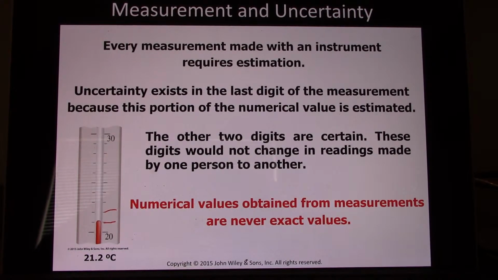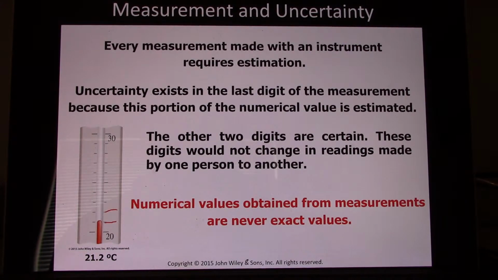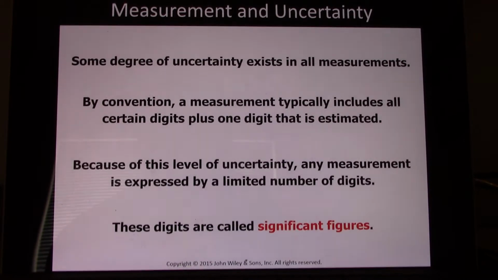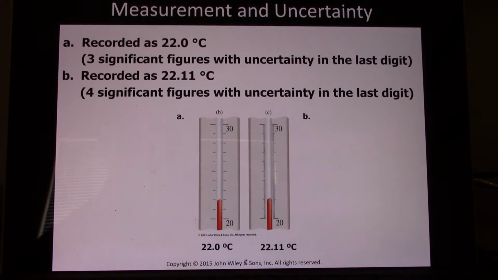So again, numerical values obtained from measurements are never exact values. There's always a plus and minus to them. So some degree of uncertainty exists in all measurements. The very last digit of a measurement is guessed, is definitely estimated, and thus there is uncertainty. Because of this level of uncertainty, any measurement is expressed by a limited number of digits, and these we call the significant digits, the ones that are important.